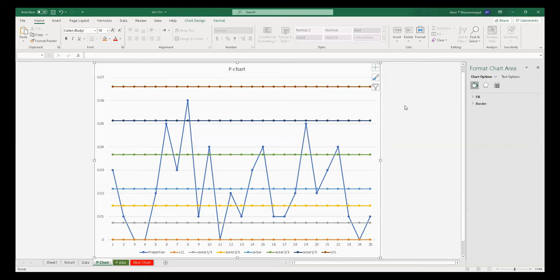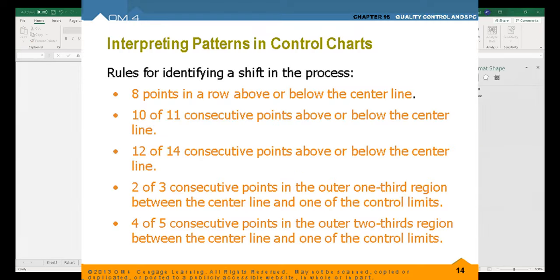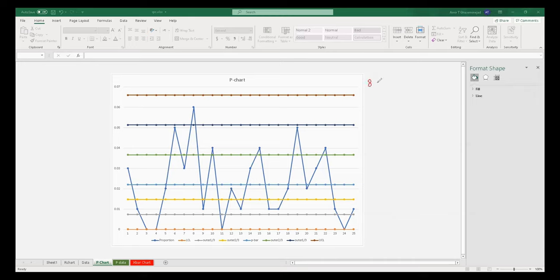So now let's think about this chart properties. What was the first rule? 8 points in a row above or below the center line. This is okay, right? We don't see 8 points in a row above or below.